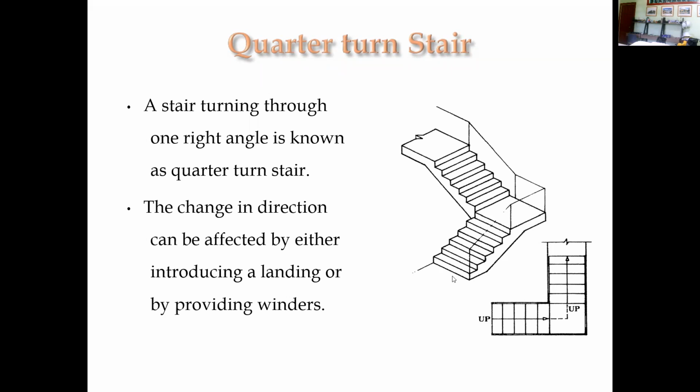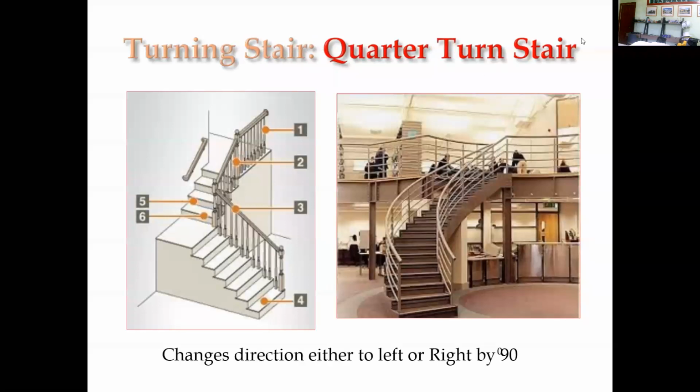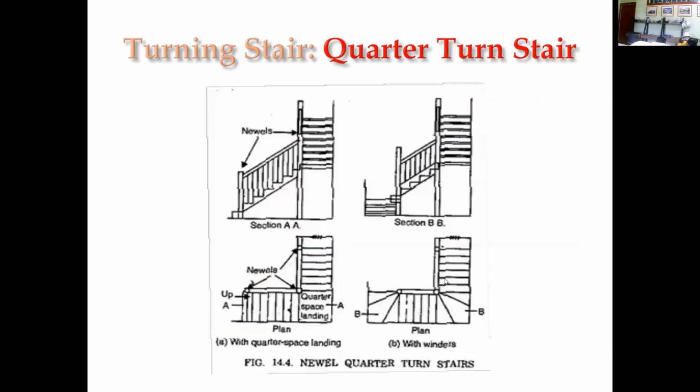If you need to reach the topmost part of the upper floor and your steps are not enough to accommodate all the number of steps, you can put winders, divide this landing into several steps, and then add more steps so that the riser is within the minimum or maximum height. So this is a turning stair, the quarter turn, as you can see. This is a plan and a section of a quarter turn stair.